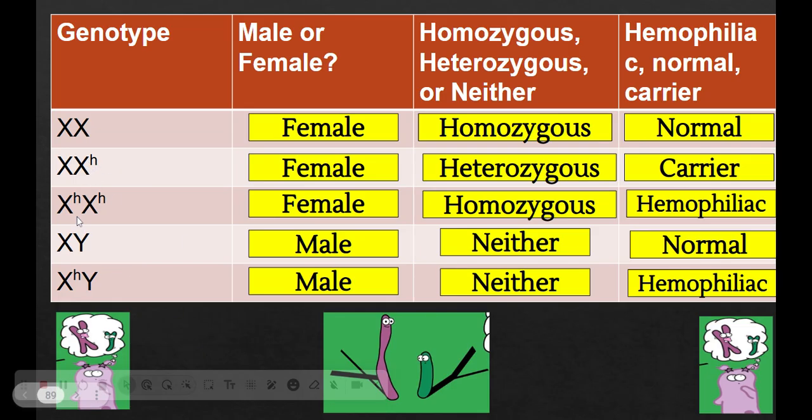Okay, and then there's this one, X little h, X little h, female, homozygous, hemophiliac. Yes, there are female hemophiliacs out there, but not many. It's very rare. Now we have XY, that's a male, neither, normal. And then we have X little h, Y, the male, hemophiliac. If this carrier was this person's mother, then the female would give this X to her son, and now the son will be a hemophiliac.